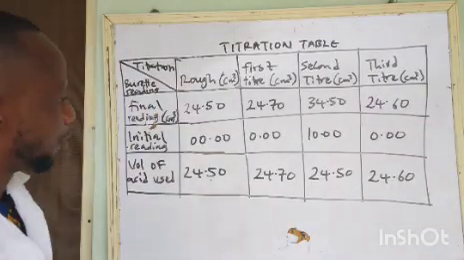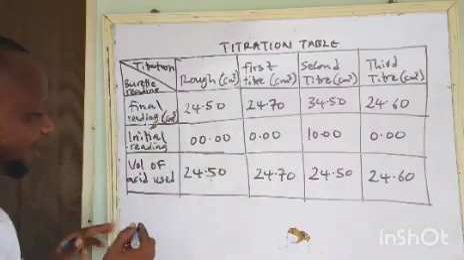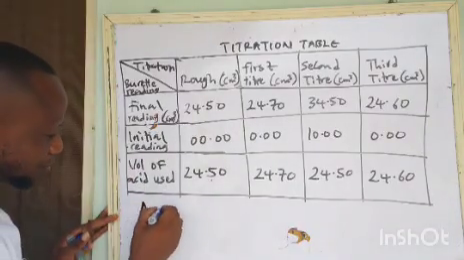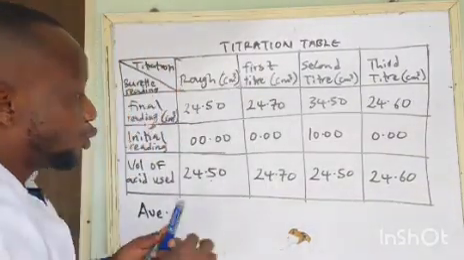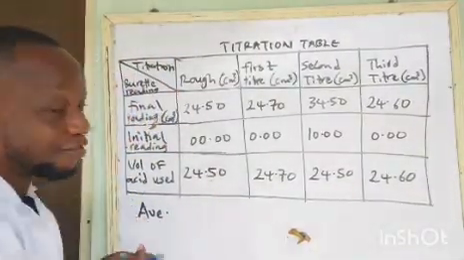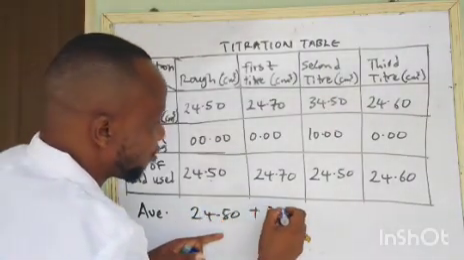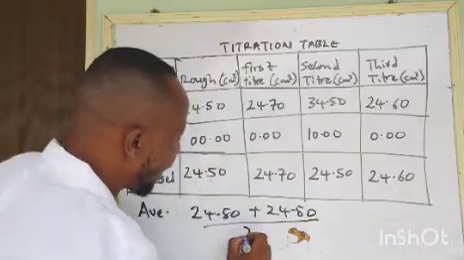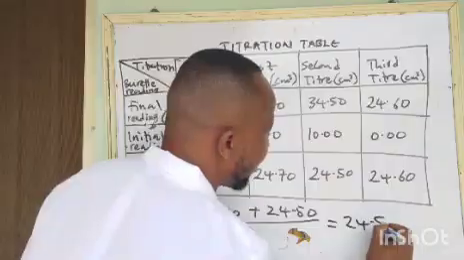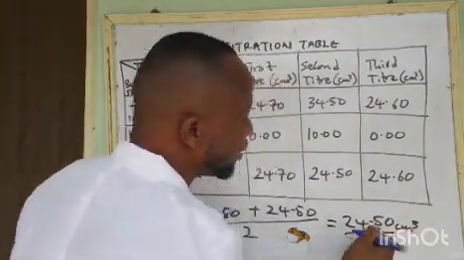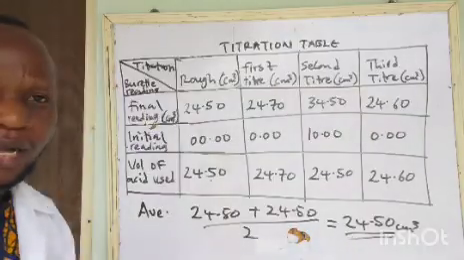Now let's move forward. Having said all that I've said, your average titer value will be, if I've talked about concordant value, you can use 2 concordant values, and that will be 24.50 plus 24.50 over 2. Now this will give you an average of 24.50 centimeter cube. This is your titre value. Now this is 2 marks.